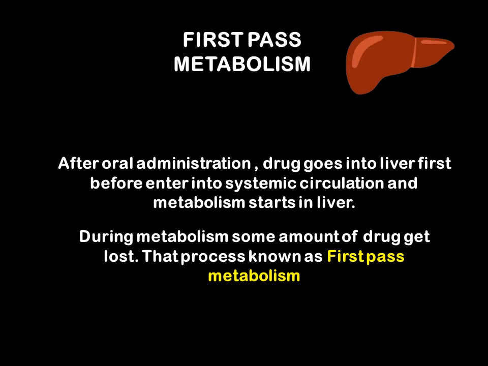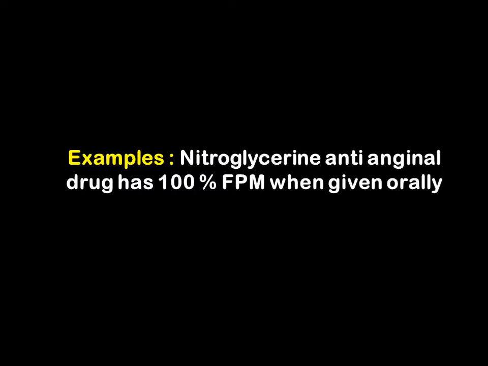But currently we are focusing on the active drug. When a person takes an active drug, due to first pass metabolism some amount of drug gets lost, and that reduces the bioavailability. We will discuss what bioavailability is. For example, nitroglycerin is an anti-anginal drug having 100% first pass metabolism when given orally, and that is the reason it is always taken sublingually, below the tongue, via which the drug directly enters the blood. It will bypass the first pass metabolism.